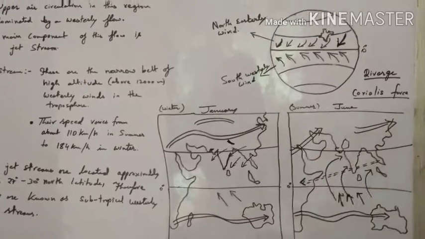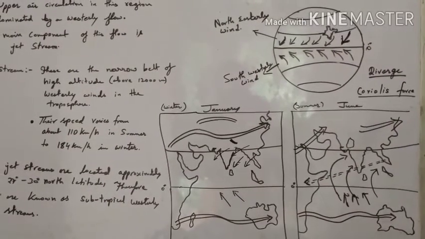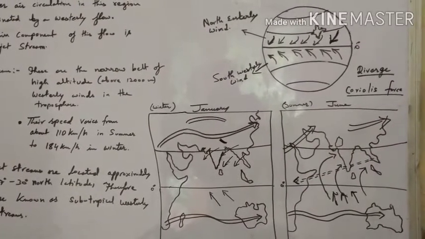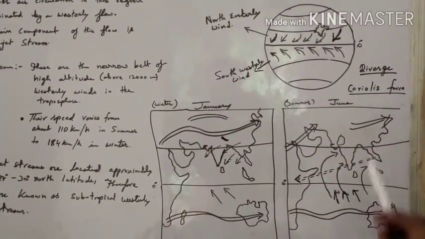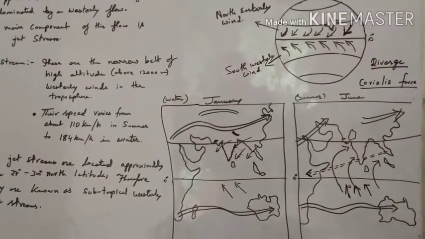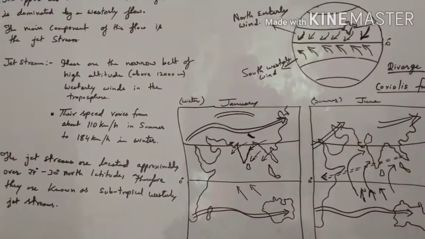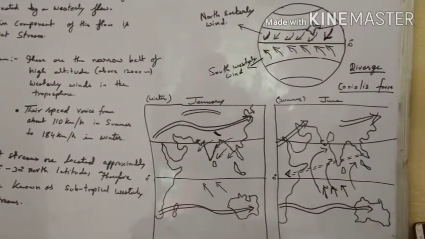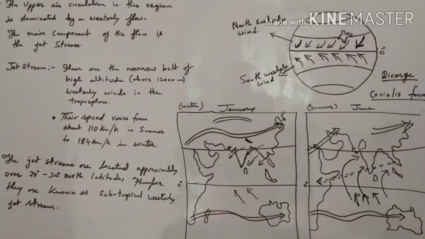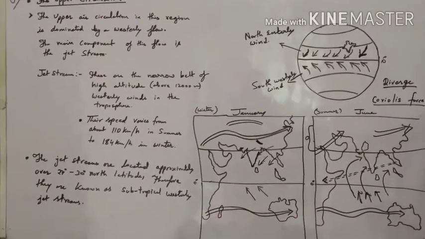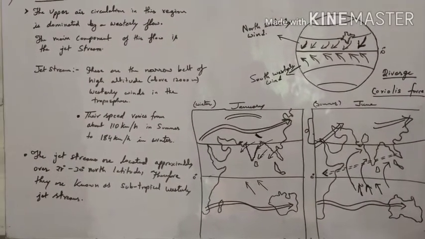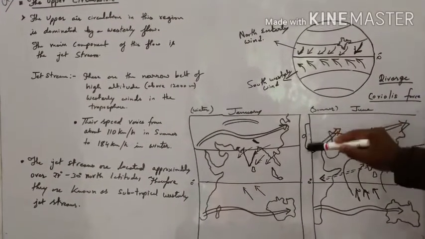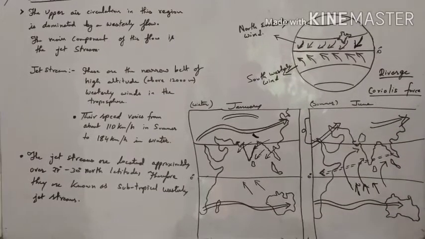And the speed varies from about 110 kilometers per hour in summer to about 184 kilometers per hour in winter. That means the speed is more in the winter season compared to the summer season. And these are the jet streams, and they especially flow in the tropical region. Jet streams are located approximately over 27 degrees to 30 degrees north latitude, that is in this region. Understood?